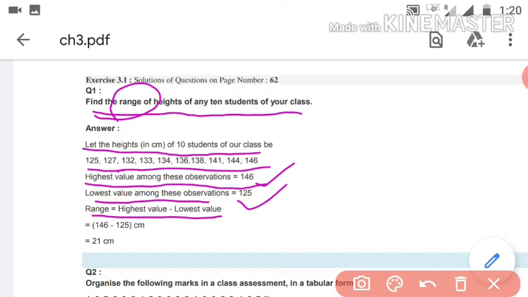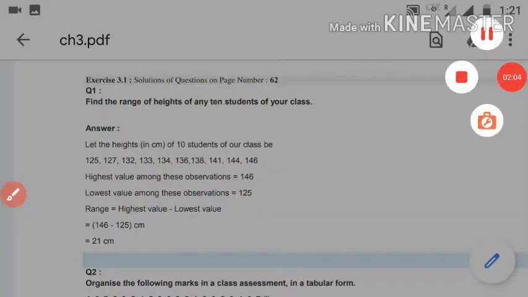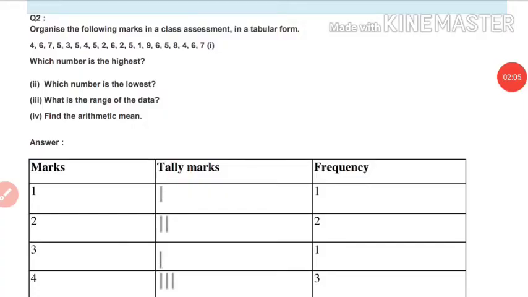That means 146 minus 125 centimeter is equal to 21 centimeter. So the range value is 21 centimeter. Hope you have understood. Now come to the next question, question number 2.